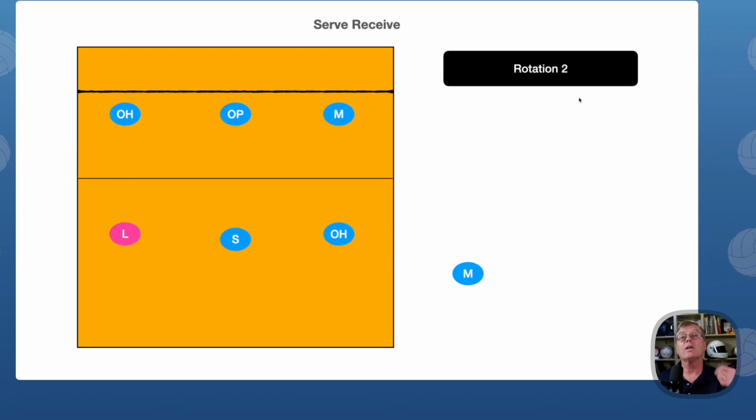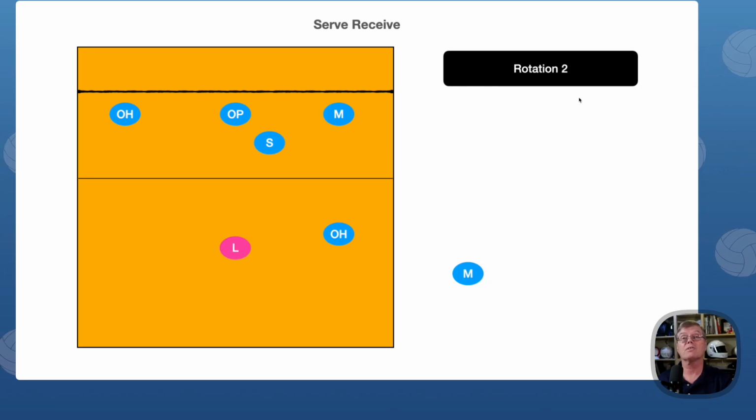And if we go to rotation 2 now, look where the setter is. The setter's in the middle. We don't want them to take the first ball. We have an outside hitter in the front row and an outside hitter in the back row, and we'd kind of like both of them to be in serve receive, so we can do something like this. We can bring our setter up. We can move our libero over, but they cannot go past the setter to the right. If they do, they're out of rotation.